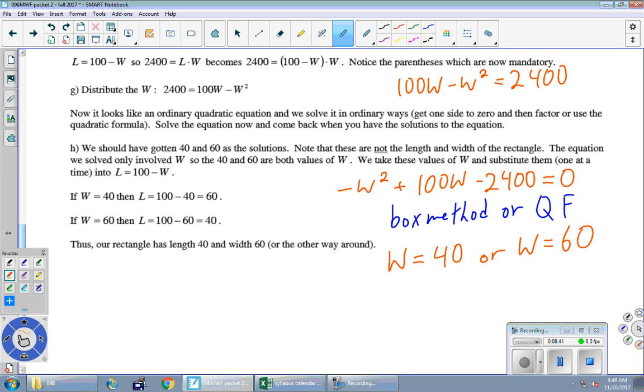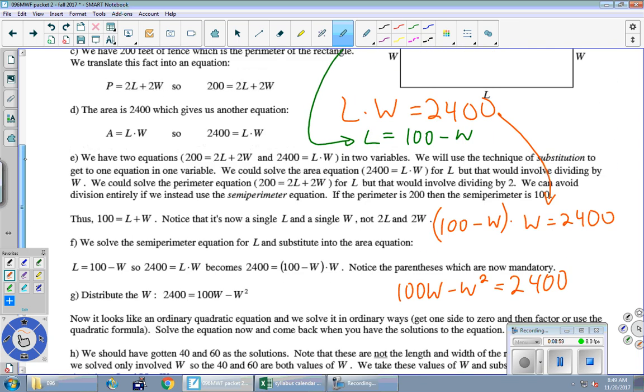Okay, but this problem said find the dimensions of that rectangle. And even though we have two numbers, those are not two dimensions. Those are two different rectangles. There's one rectangle where the width is 40 and a completely separate rectangle where the width is 60, and we still need to find the length for both of those rectangles. Easiest place to go is this green equation here. The L is 100 minus the W. So we're just going to take those two W's and substitute them into this equation to find the L's.